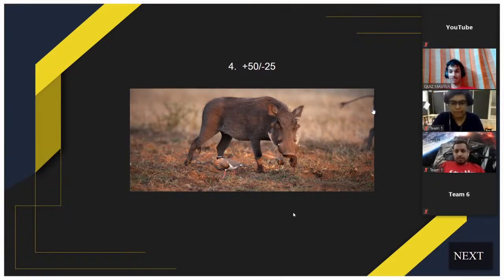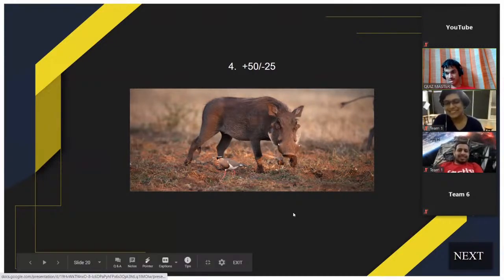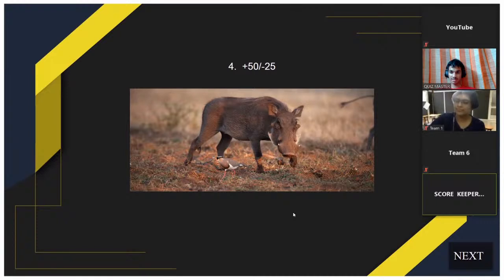Plus 50? No, hold on. Let me see what they answer. Team 4, again, not really, but you're right on the money. Team 1 plus 50. Scorers got that. Team 1 plus 50. Yep. Team 6 plus 50. Yeah. And team 4? Team 4 is really close. I think too much detail is team 4's problem.